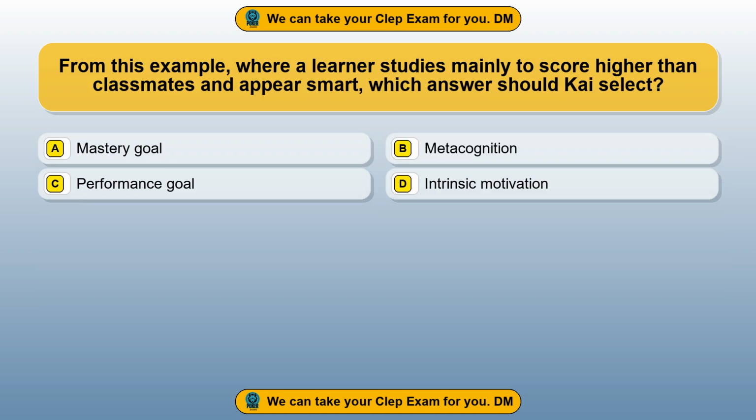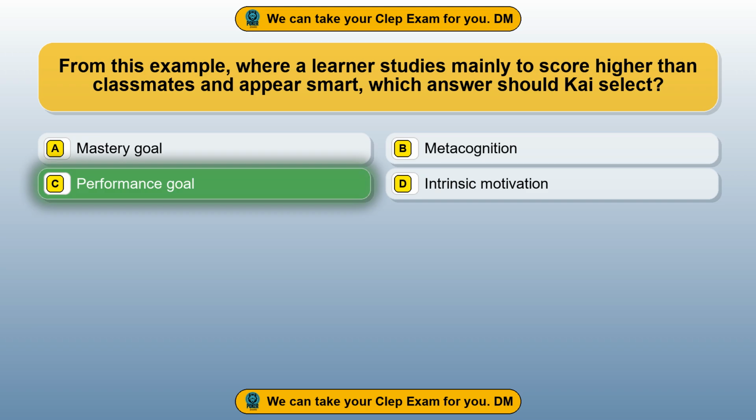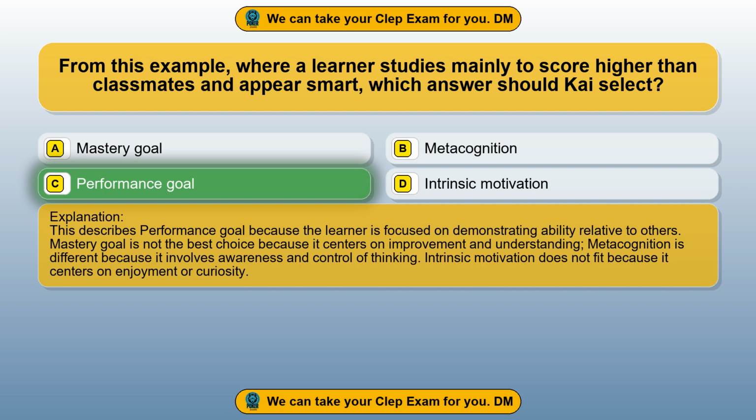Question 29. From this example, where a learner studies mainly to score higher than classmates and appear smart, which answer should Kai select? Option A, mastery goal. Option B, metacognition. Option C, performance goal. Option D, intrinsic motivation. The correct answer is option C, performance goal. This describes performance goal because the learner is focused on demonstrating ability relative to others.